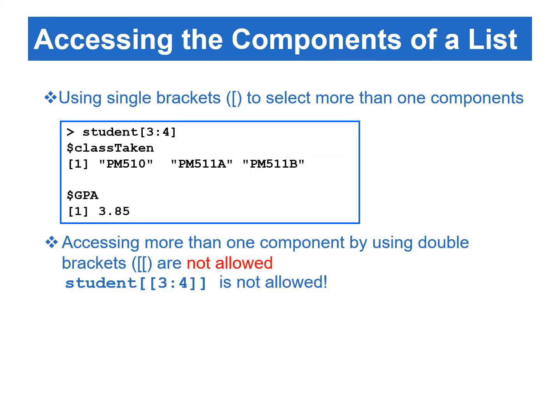We can also access more than one component from a list, by using single brackets. In this example, we select the third and the fourth components from this list. This command generates a list object with a length equaling 2. On the other hand, we cannot access more than one component from a list by using double brackets.